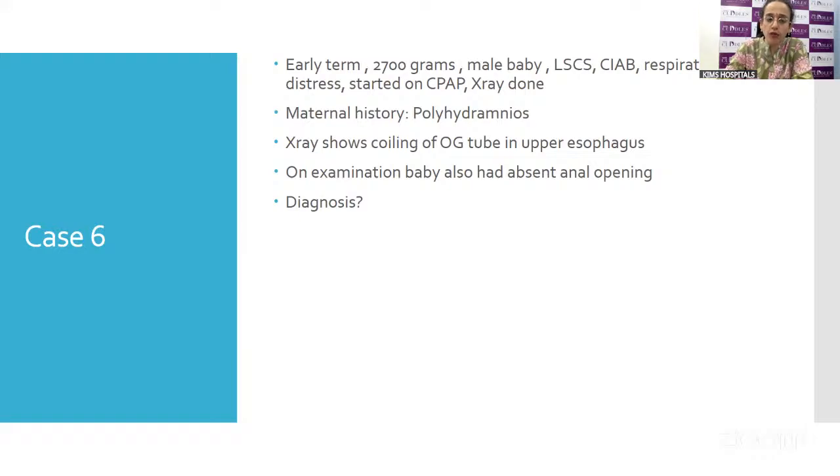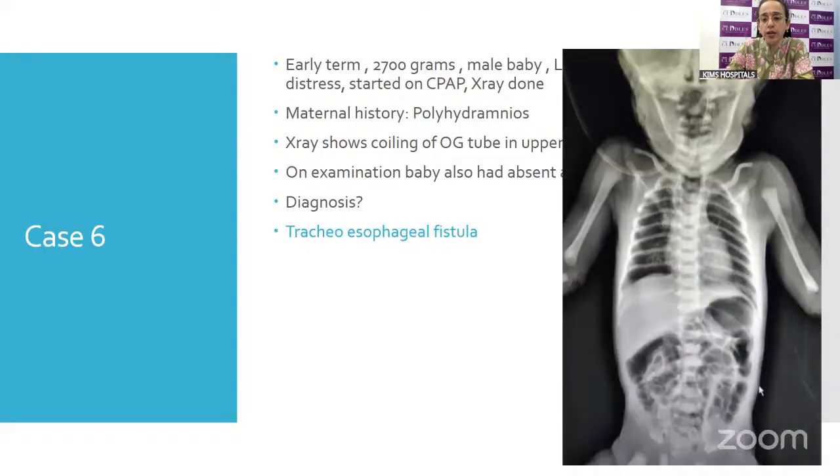X-ray was suggestive of this coiling of the OG tube in the upper esophagus. On examination, the baby also had an absent anal opening. So what could be the diagnosis? It's a case of tracheoesophageal fistula. In this, an important maternal history to be noted is polyhydramnios. Most of the mothers tend to have polyhydramnios because there is an obstruction in the upper esophageal segment.